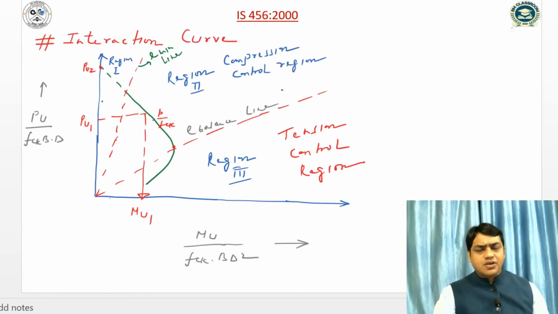This is the interaction curve. As I told you, on the y-axis the value will be PU by FCK BD, and on the x-axis it is MU by FCK BD square. And there are three regions. This region is called the minimum eccentricity region. This is the compression control region and the tension control region. And this axis is called the zero eccentricity value, or this is the value of PUZ. The expression of PUZ I have already discussed, that is 0.45 FCK AC plus 0.75 FY ASC.